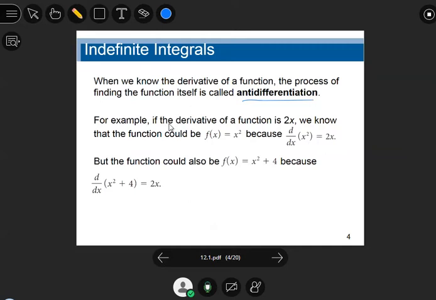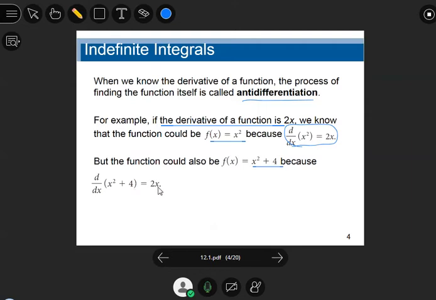Let's see some example. If the derivative of a function is 2 times x, we have to find what the original function is. From previous experience, we know if f(x) is x squared, then after differentiating this x squared we obtain 2x. So the derivative is 2x, so the original function must be in the form of x squared. But the function could also be in this form, f(x) equals x squared plus 4, because this 4 is a constant. By taking the derivative it becomes 0.